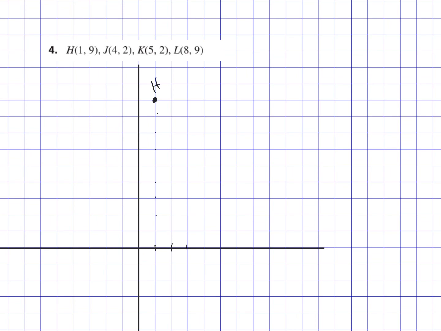Okay, now 1, 9 is H. 4, 2 is J. 5, 2 is K. And 8, 9 is L. Well, we know already, just visually, that we have two parallel sides, okay? And this is an isosceles trapezoid because these two lengths are the same. You'd have to show distance, but you can also use slope.